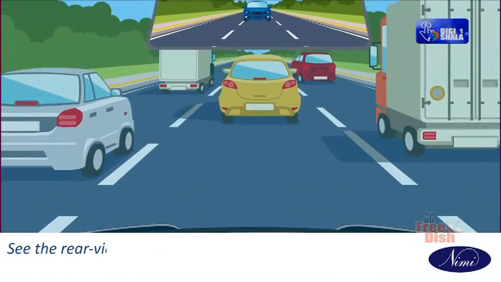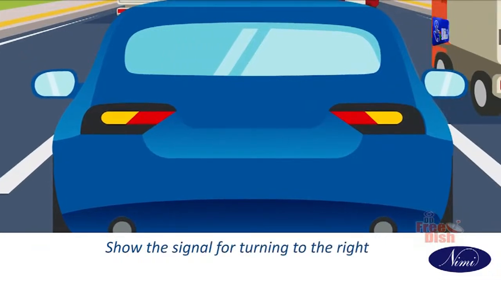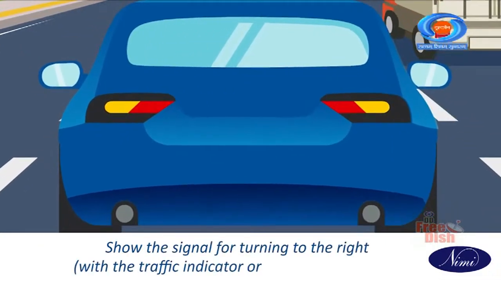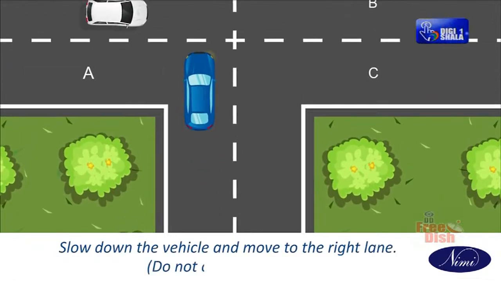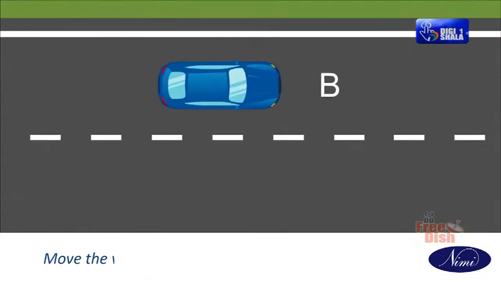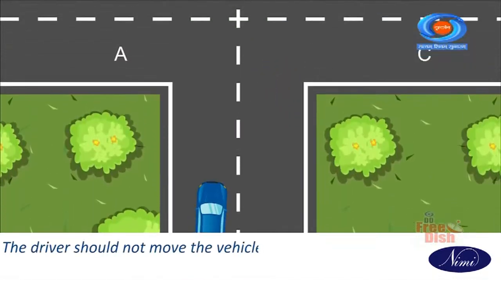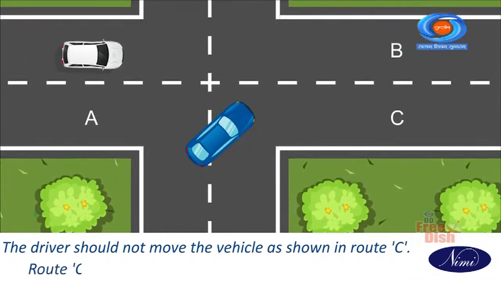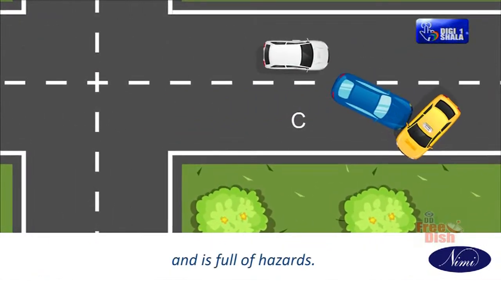Right turn at road junctions. See the rear view mirror for any vehicle coming from behind. Show the signal for turning to the right with the traffic indicator or by hand signaling. Slow down the vehicle and move to the right lane. Do not cross the center lines. Move the vehicle to the right as shown in route B. The driver should not move the vehicle as shown in route C. Route C is taken by some drivers against the law and is full of hazards.